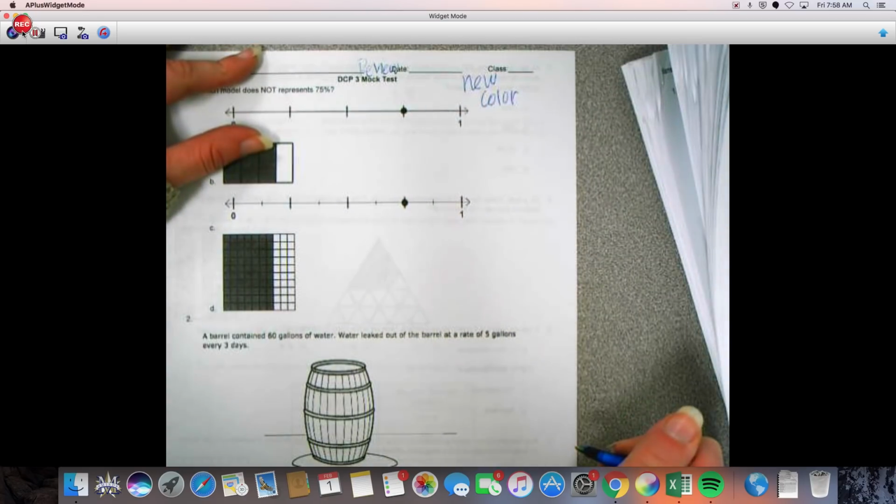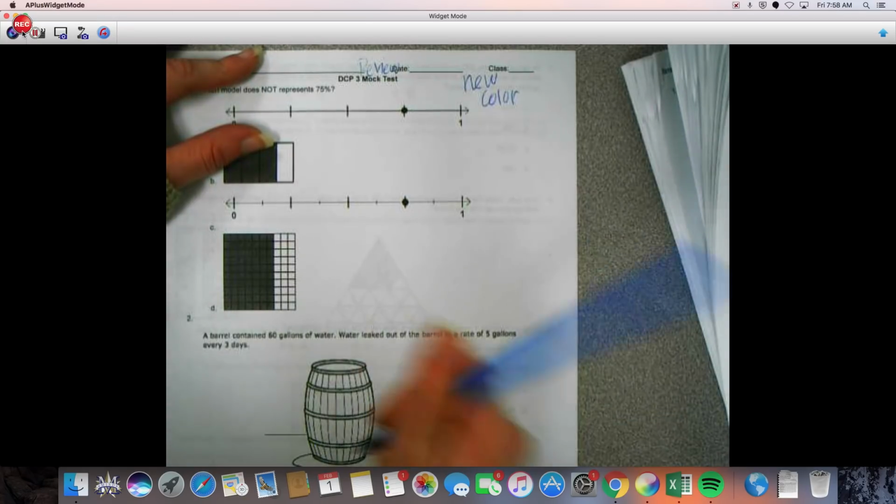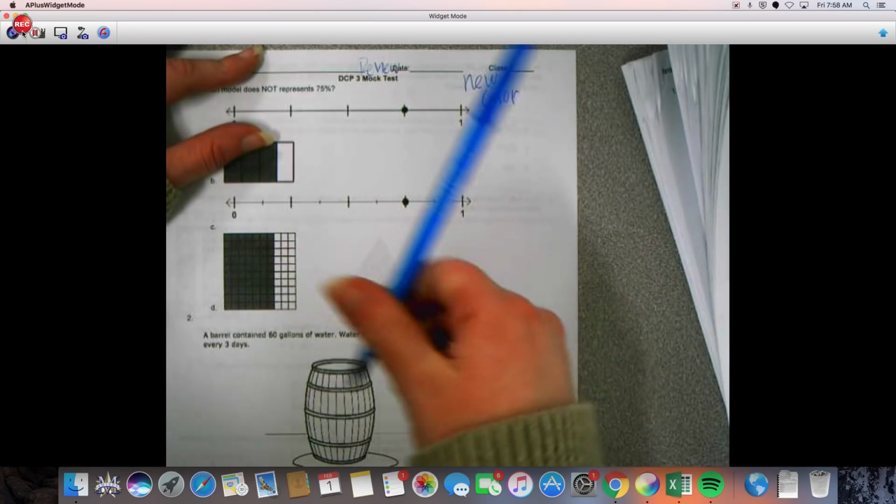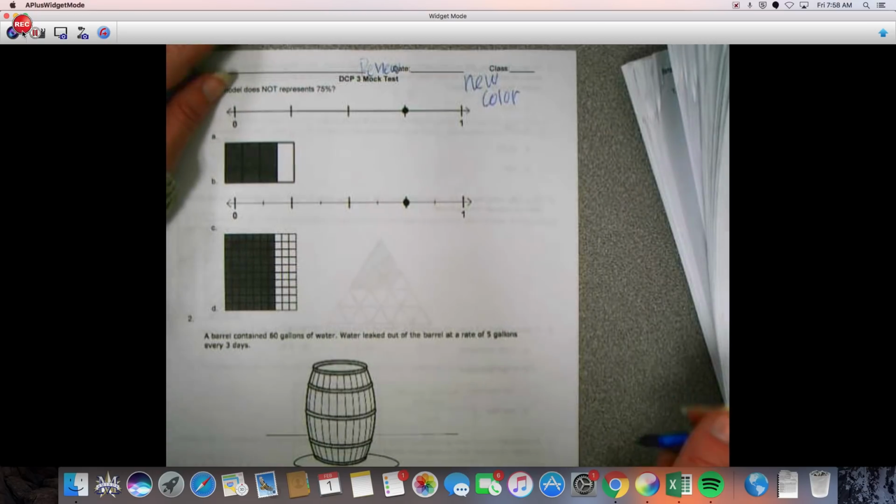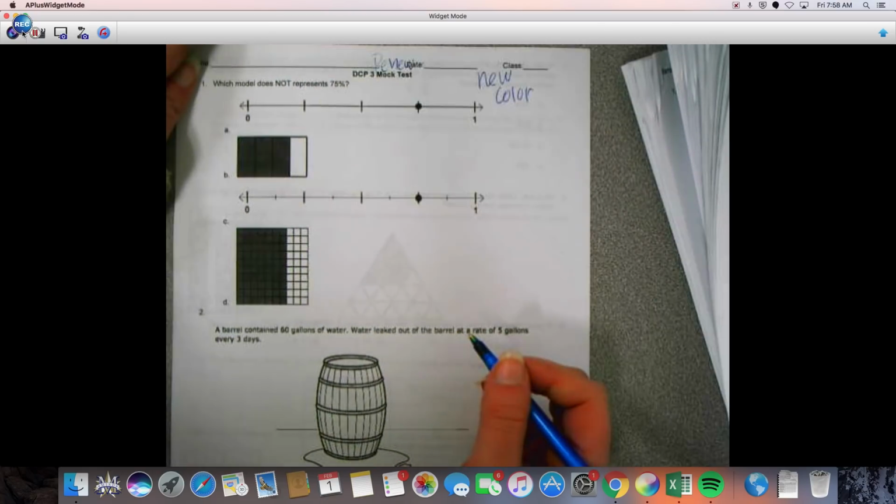I'm going to be checking these tests to see if you have everything I've written down in a new color. If so, you get full credit for your mock DCP. Full credit, okay? So let's start by looking at number one.